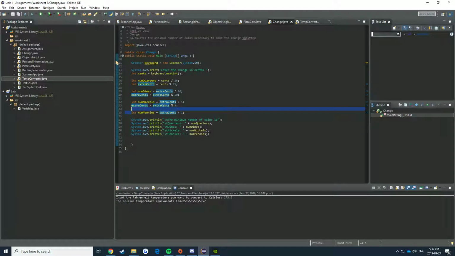And then last but not least, the pennies. This will just clean up after all the other big boys are done their work. So integer number pennies equals extra cents divided by 1.